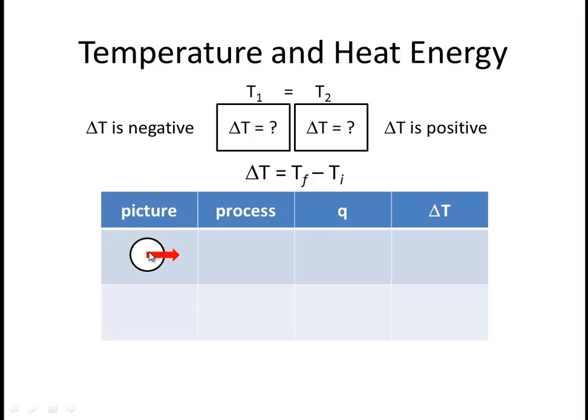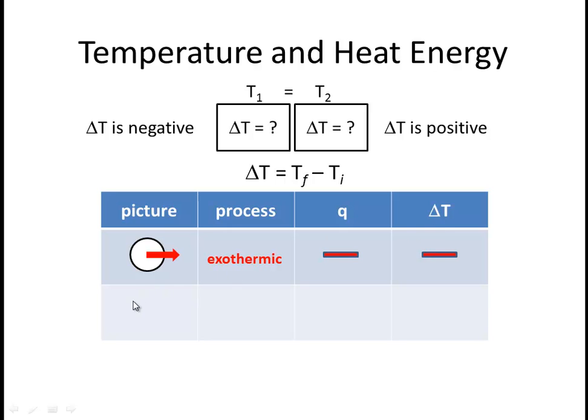When heat is flowing out of an object, that is an exothermic process. The Q is the symbol that we use to denote heat. And when you're losing heat, the sign of Q is negative. And so is the delta T. So when you lose heat, your temperature is going to go down, and so delta T is negative.